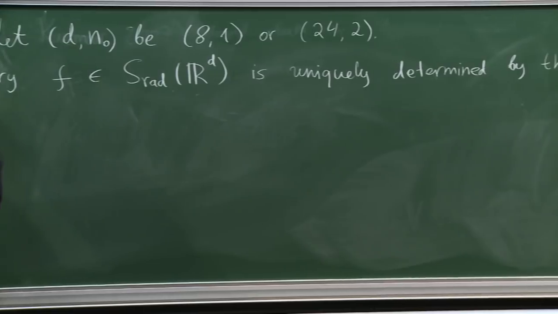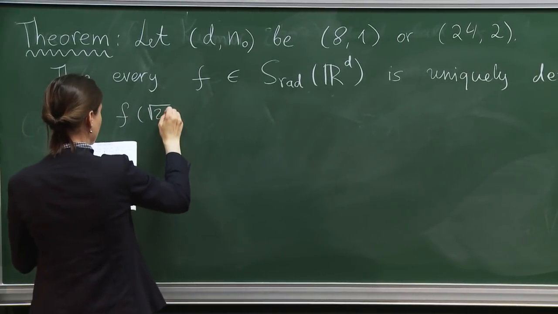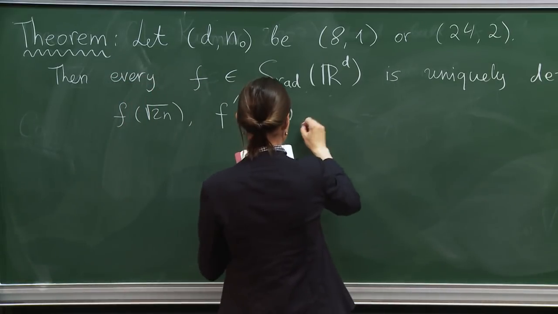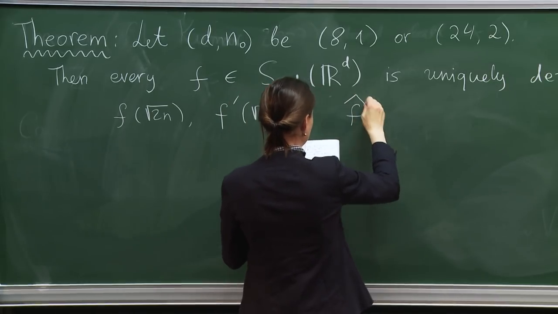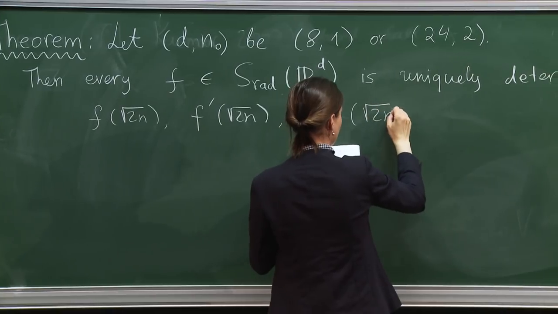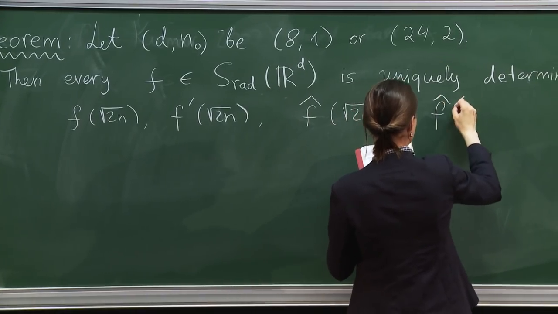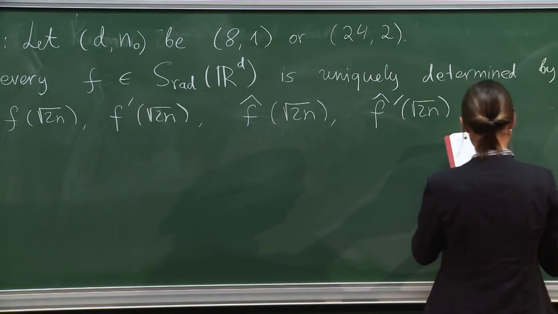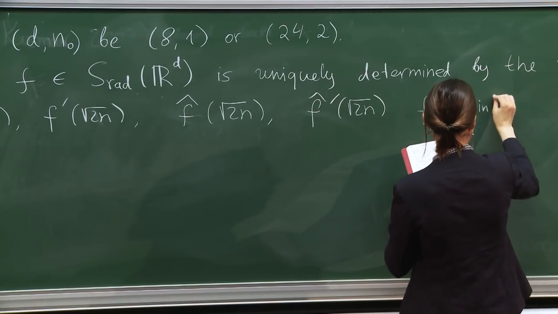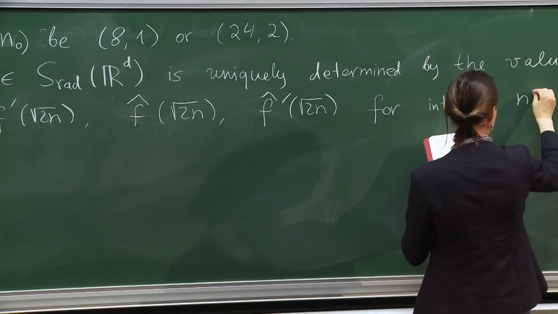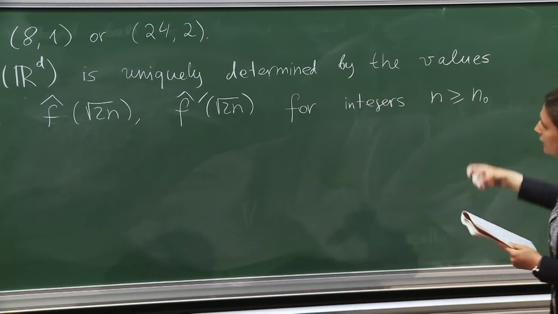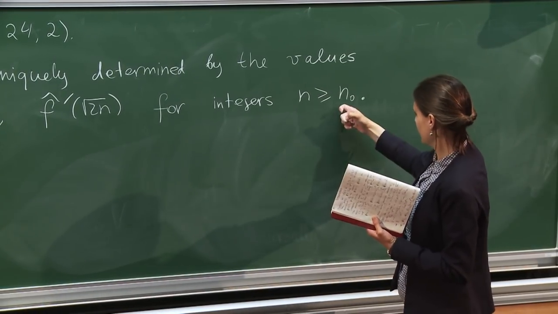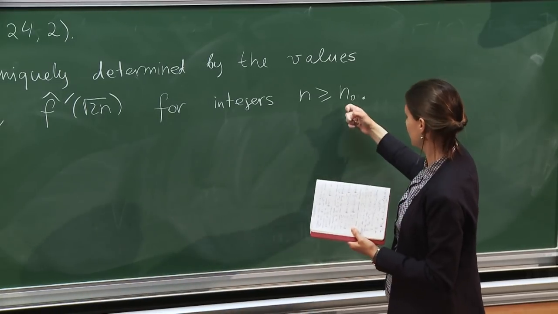So we have to compute f of square root of 2n, its derivative at this point, then its Fourier transform, and the derivatives of its Fourier transform. We should know these numbers for all integers n which are bigger or equal to the number n0, which depends on the dimension. If the dimension is 8, then n0 is 1, and if the dimension is 24, then n0 is 2.